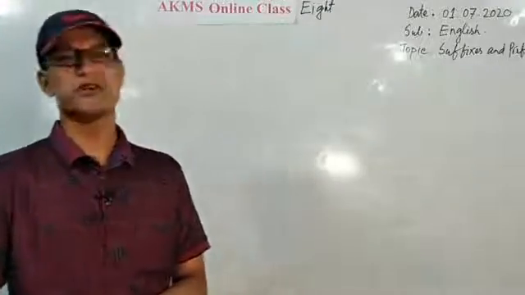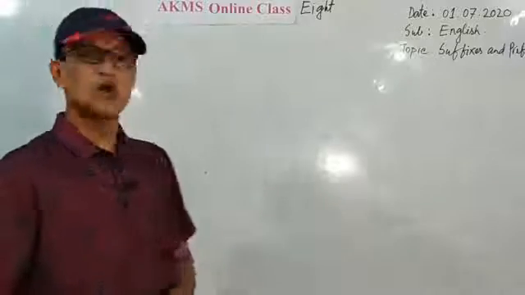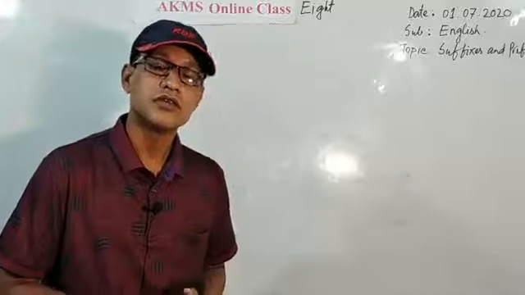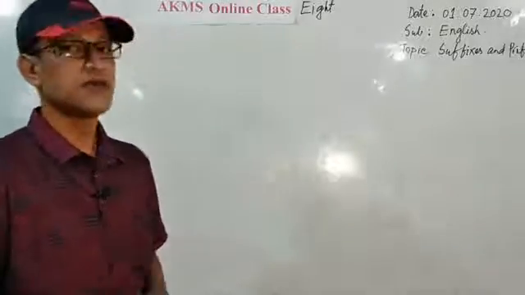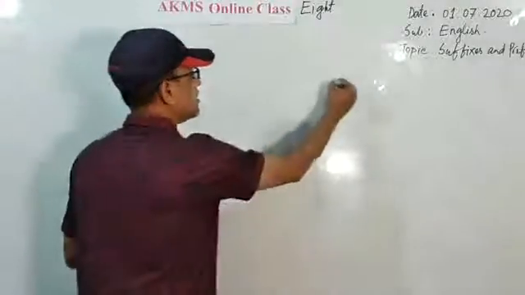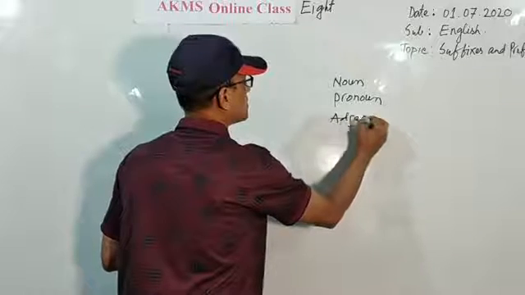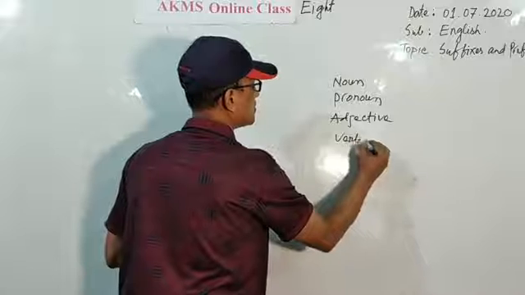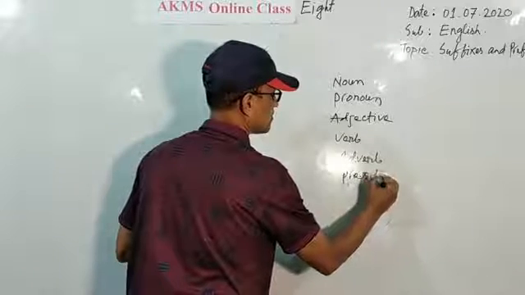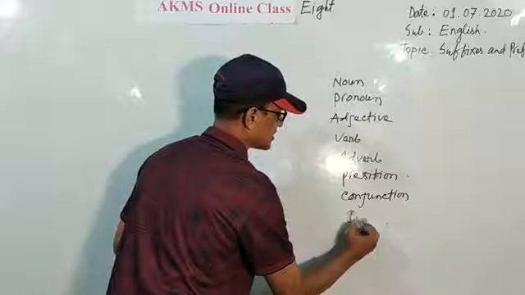Before starting this item, first I am going to give you some information about parts of speech. All of you know that the words that can express a meaning are called parts of speech. And if I classify the parts of speech, I can find 8 kinds of parts of speech. What are they? Noun, pronoun, adjective, verb, adverb, preposition, conjunction, and interjection.